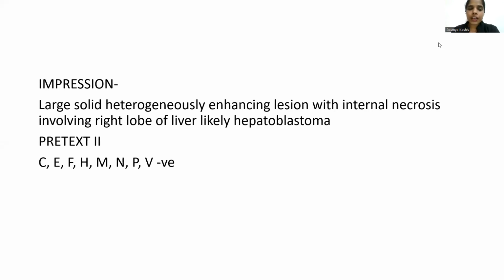Now the annotation factors are C, E, F, H, M, N, and P, V. C is for caudate lobe. E is for extrahepatic disease. F is for focality. H is for hemorrhage. M is for metastasis. N is for nodes. P is for portal vein, and V is for IVC. In this case, none of those were involved. That is why annotation factors have been given negative.